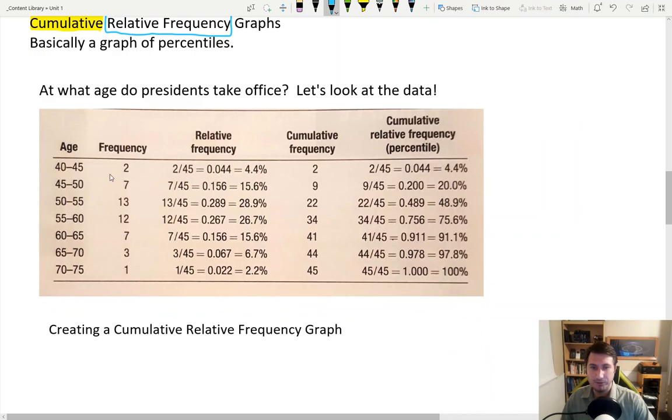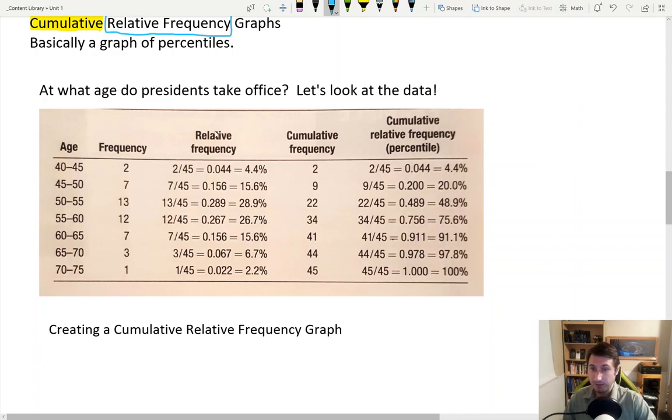All right, let's break this down a little bit more. Here is a big table that shows you how cumulative relative frequencies are calculated. No, I don't think you ever have to actually make one of these, but you should understand where the numbers come from. So, at what age do presidents take office? Let's look at the data. So here are the age distributions for when presidents took office. To read this, 12 presidents took office between the ages of 55 and 60. 3 presidents took office at the age of 65 to 70 when they first started. Okay? Those are our frequencies. That's like our raw data.